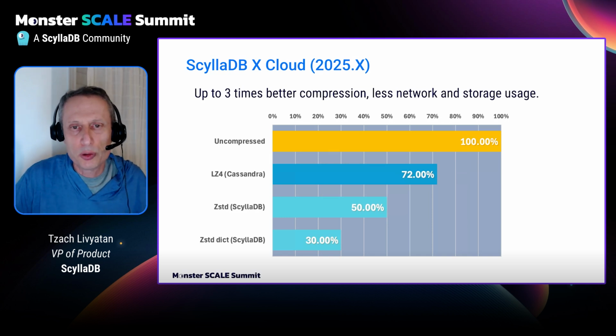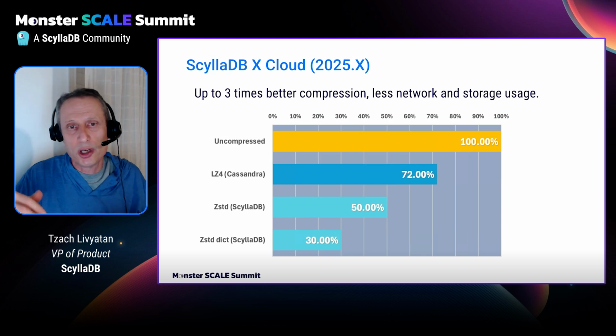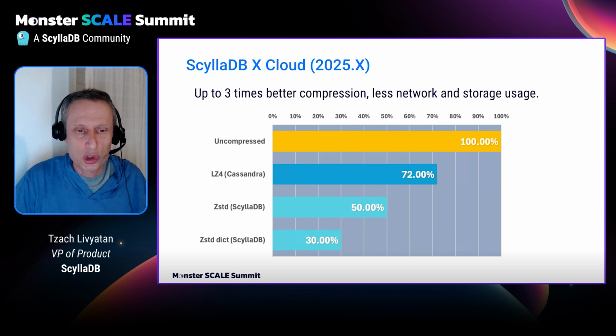So if your data is already compressed on the application side, probably we cannot compress it by much. But in many cases it can reduce network cost. So make sure to enable compression. If you're using Scylla Cloud, we are doing that for you.